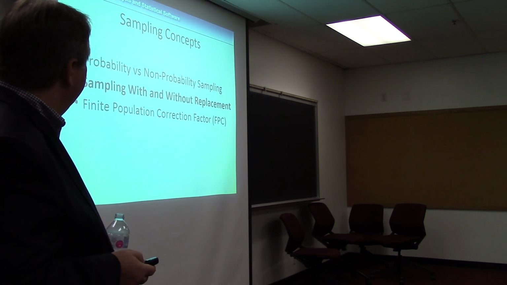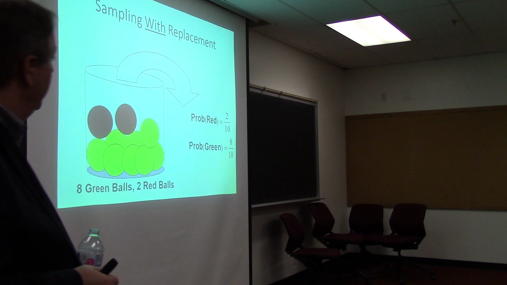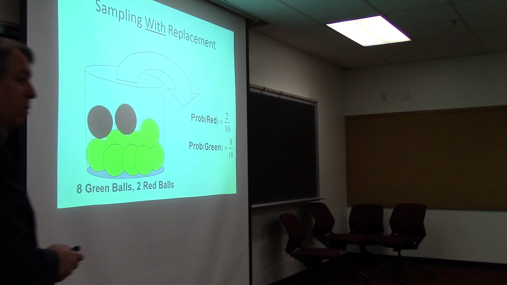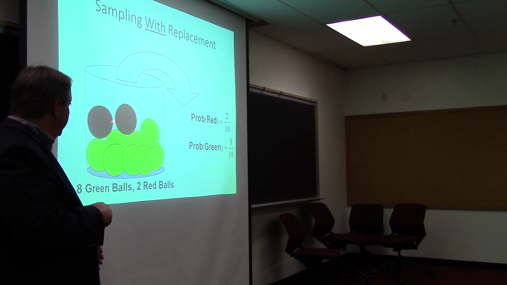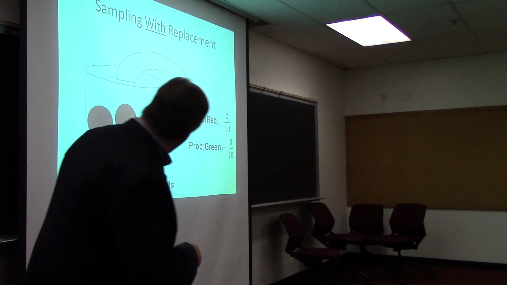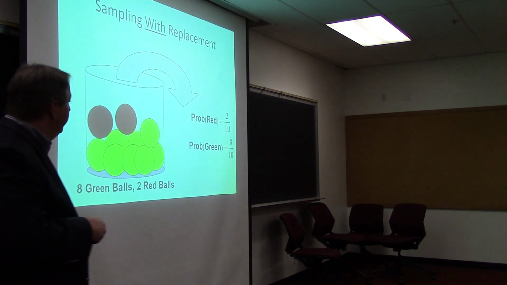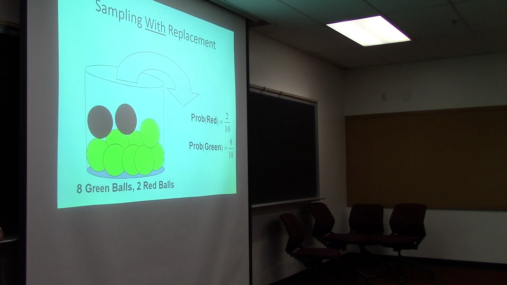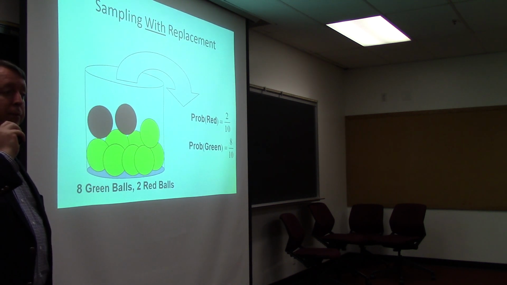So next let's review sampling with and without replacement. So let's say that I have a bucket with 10 balls in it, and 8 of the balls are green and 2 of the balls are red. They kind of look like that on the screen. So in this bucket, I have about a 2 out of 10 chance of drawing a red ball. If I just reach in and pull out a random ball, the probability of drawing red is about 2 out of 10. Probability of drawing a green ball is 8 out of 10, right?